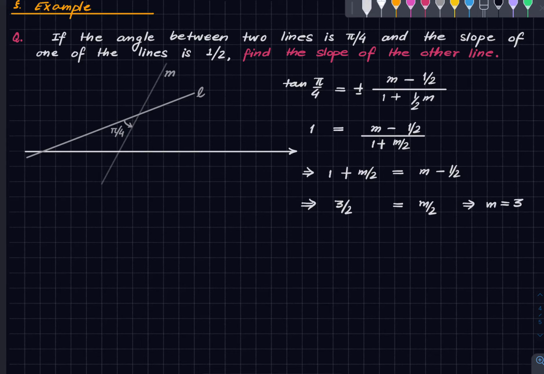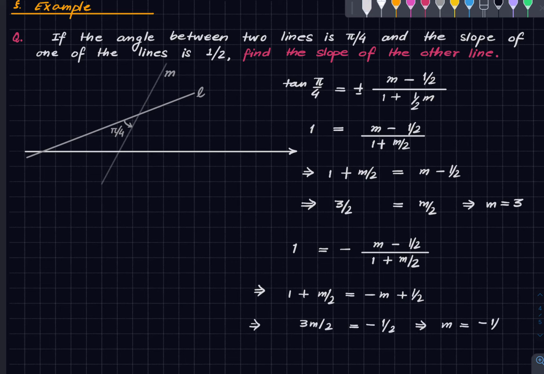And with the minus sign, we would have this equation, which implies the other slope. So these are the two slopes. So one line comes with this slope, which is like this, and the other comes with this slope, which is like that. Two such lines, both of which make an angle of pi by 4 with the line having slope half. Okay, very simple example.